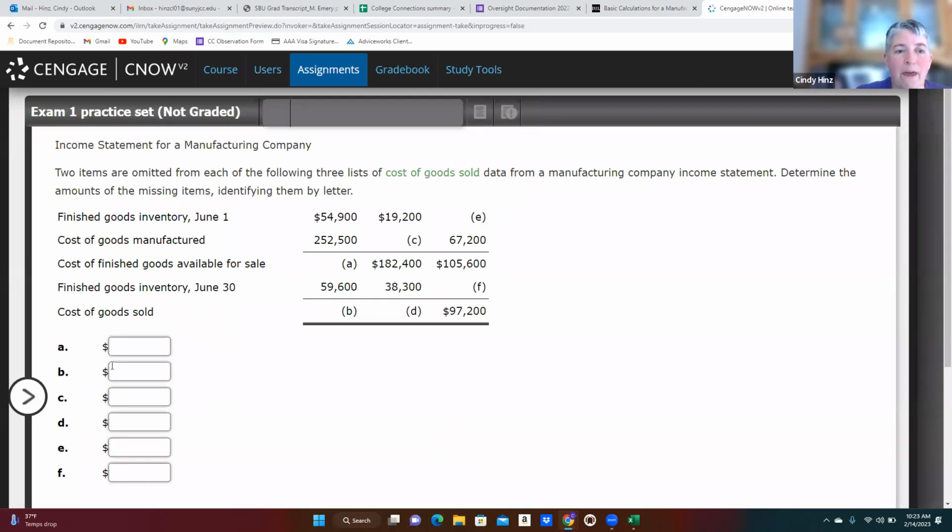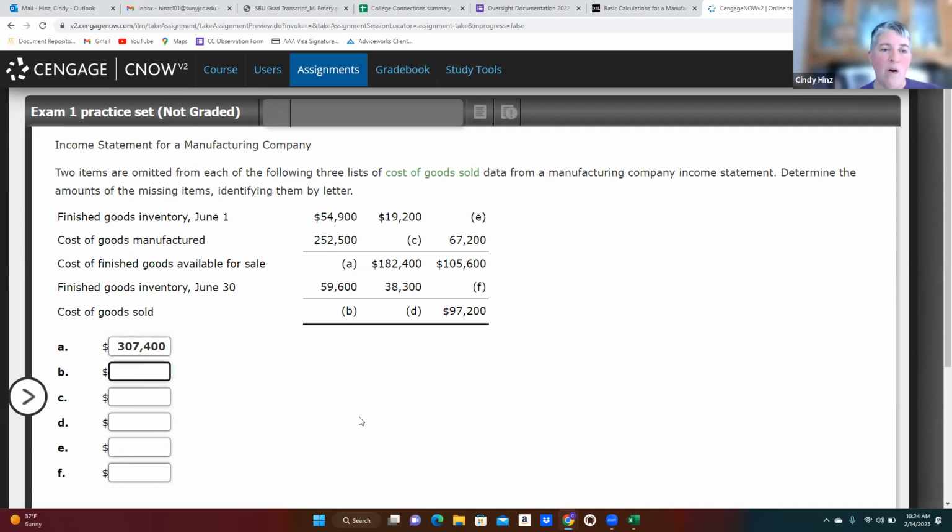So let's get started. We might be able to just start with A and go right down the list. So at the beginning of June, we had $54,900, again, using my numbers. Make sure you're doing the same calculations, but using your own numbers. So 54,900 was my beginning balance, and I added to that $252,500 worth of merchandise. And so I had available at some point during the month a total of $307,400 worth of goods available for sale. So that's the beginning balance plus what we added to it.